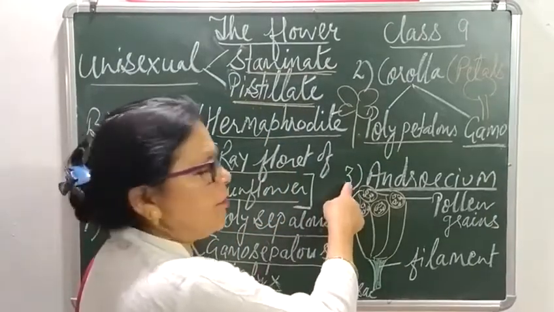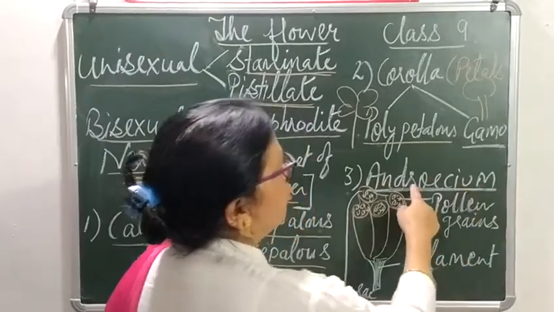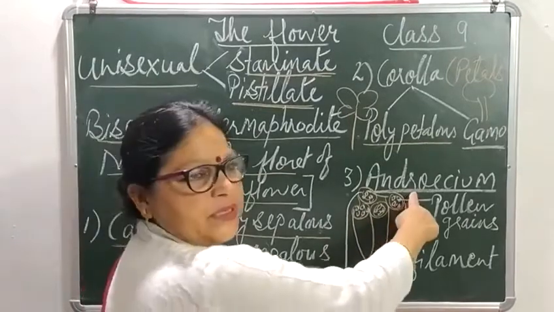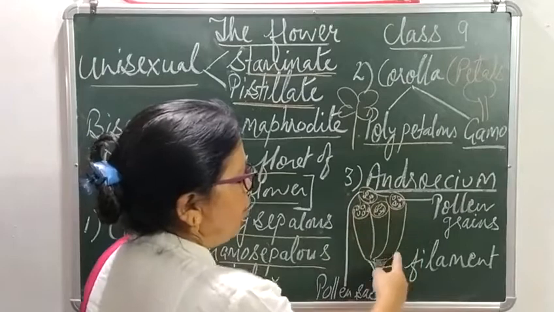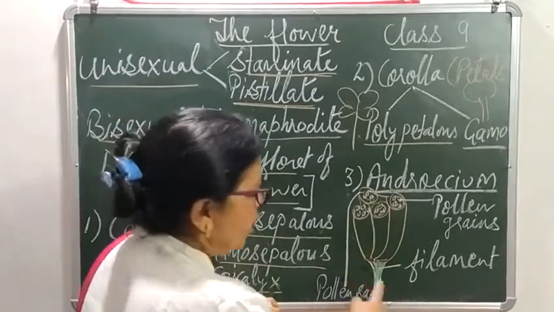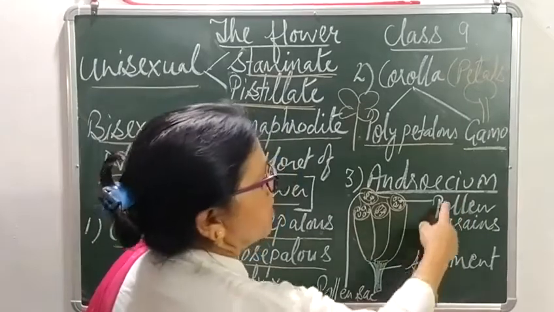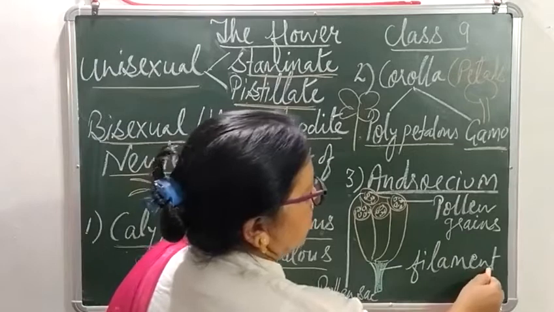Third whorl, third part, androecium. Now you all know that androecium is composed of stamens. And stamens have two main parts. The upper part is called the anther and lower part is the filament. So these two are parts of that. This is anther and this is filament.